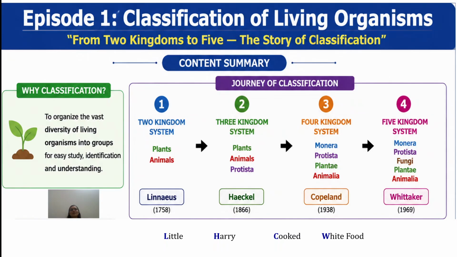In episode number 1, we discussed the classification of living organisms. For classification, various scientists proposed systems that we already discussed: the two kingdom system, the three kingdom system. Copeland gave the four kingdom system, which included Monera. Later on, Whittaker gave the five kingdom system, and Carl Woese gave the six kingdom classification. So we already discussed classification in episode 1.